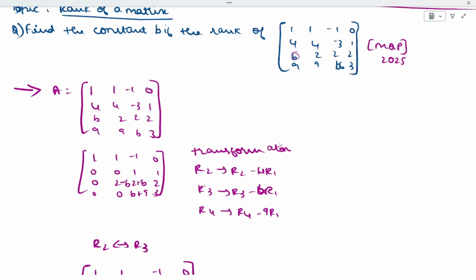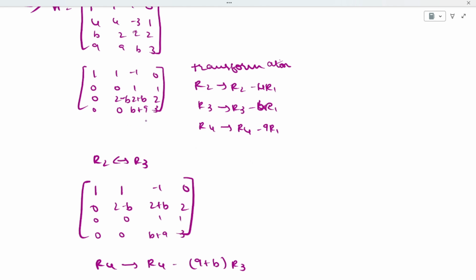Next is R3. This row you have to make 0 again. Here all are 1s, so you will subtract by b, since the b term is there. Now R4, you have to make it 0. Again you will subtract 9 here. Now you will get one matrix. Now see here, R2 and R3 you will exchange, that is, you will interchange both, bringing R3 to R2's place and R2 to R3's place.